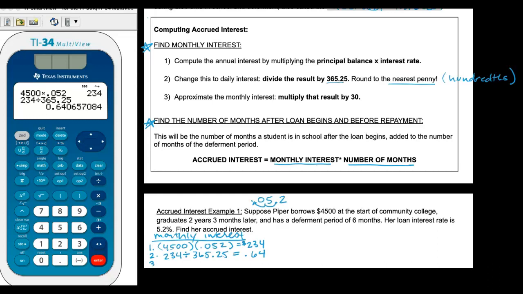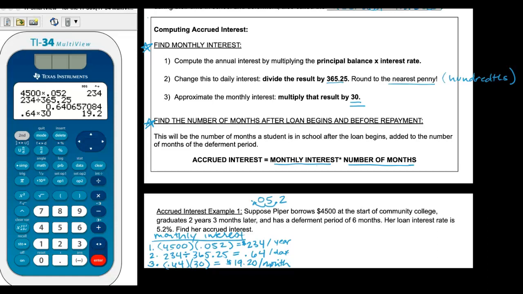And then step 3, I'm going to estimate how much interest there is per month by just multiplying that daily rate. So this is per day, and this first one is per year. I'm just going to take this and multiply it by 30. This is an approximation because we know not every month has 30 days, but this is a standard approximation that we use for these kinds of situations. And so we get $19.20, and that's per month. So that means while Piper is in school, $19.20 is being essentially charged to her every single month until she starts making payments on her loans.